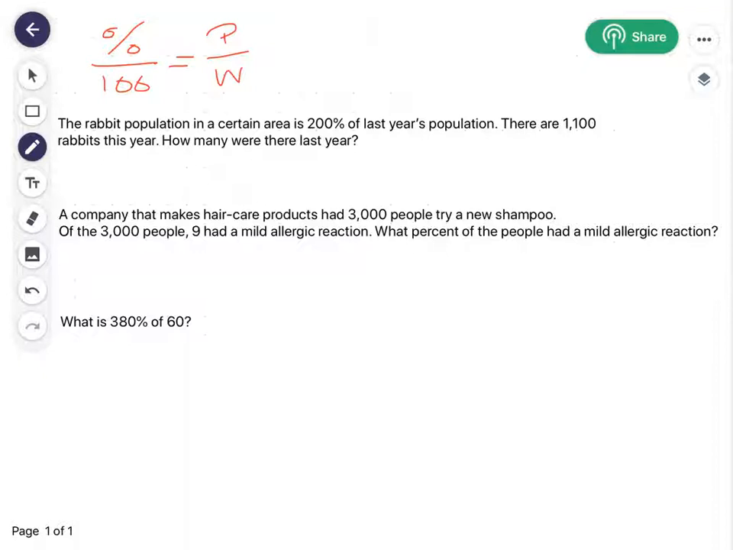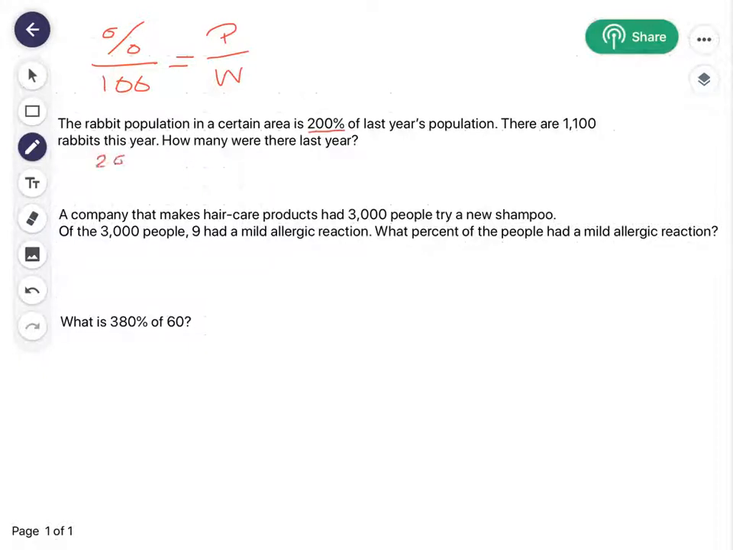The rabbit population in a certain area is 200% of last year's population. There are 1,100 rabbits this year. How many were there last year? Okay, so we need to determine what our percent is, and then what our part or our whole is, and which one we're actually looking for. I know we're not looking for percent because the percent is right here, 200%.